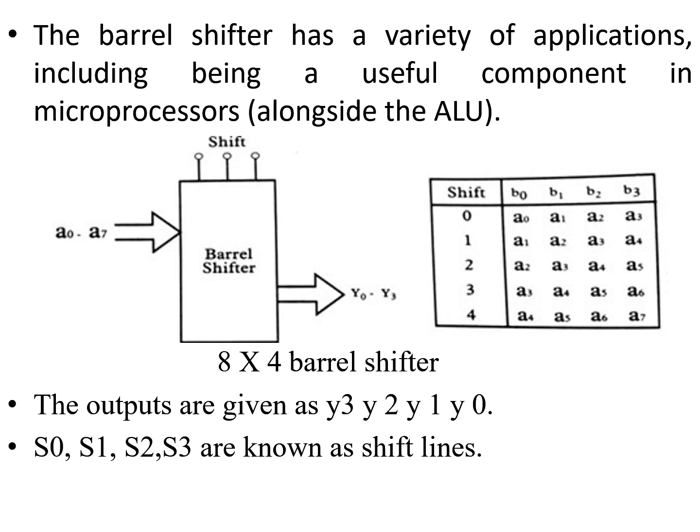The barrel shifter has a variety of applications, including being a useful component in microprocessors along with the arithmetic logic units. The output here for this 8x4 barrel shifter is given as Y0, Y1, Y2 and Y3, and the input is an 8-bit input A0 to A7. Here the shift lines are S0, S1, S2 and S3.